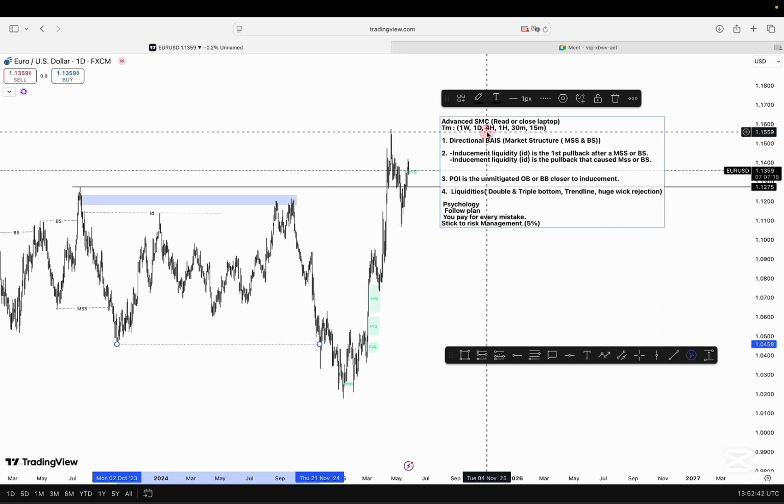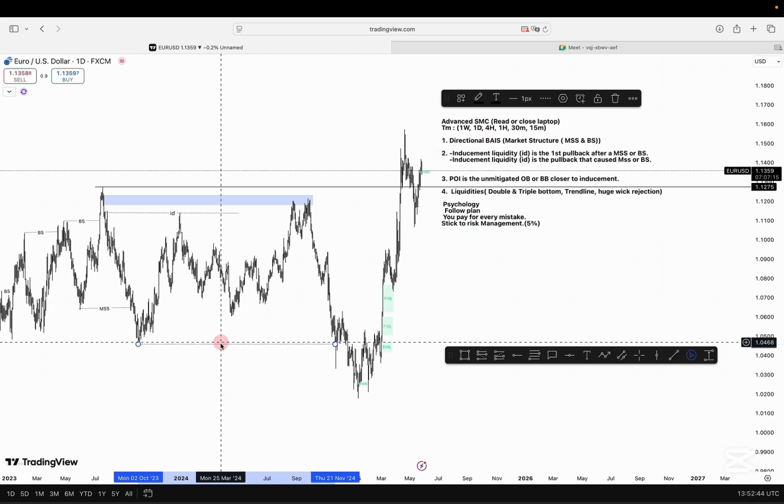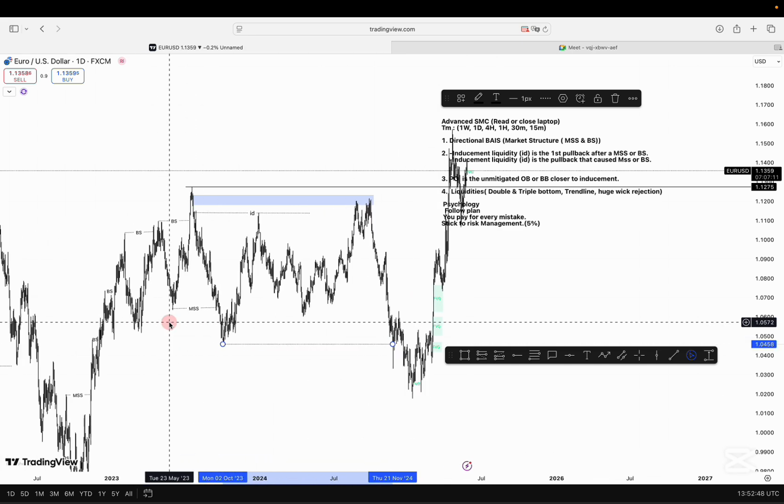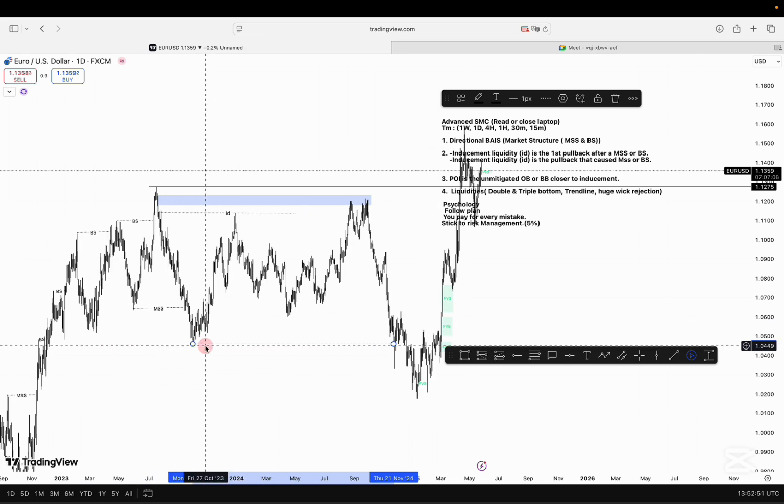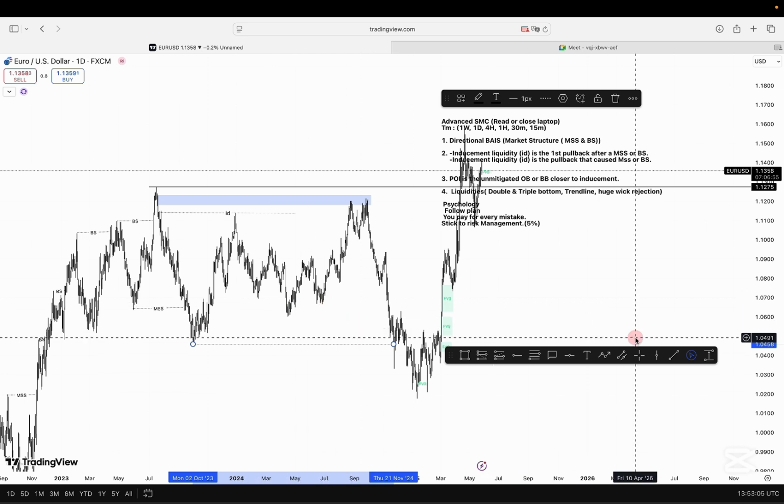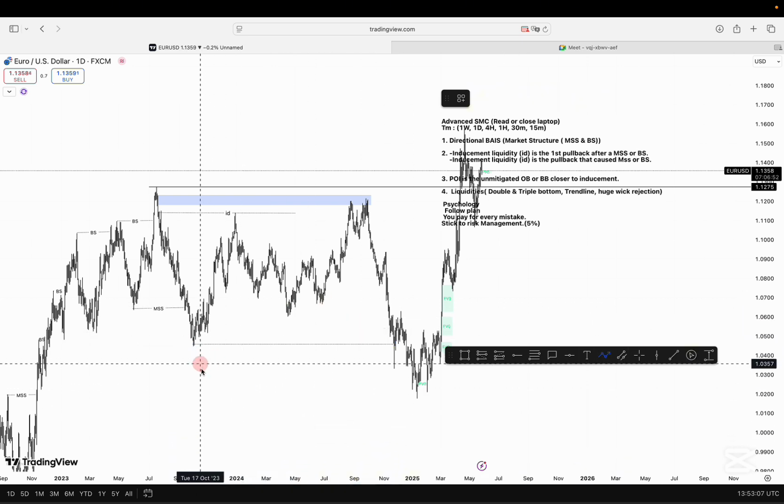Yeah. It has taken the low. It's not a breaker block. We are not talking about order blocks and breaker blocks. This is a break of structure, market structure. No, you don't understand it well. I said break of structure, which is BOS. Whenever price breaks a previous low, we call it break of structure.